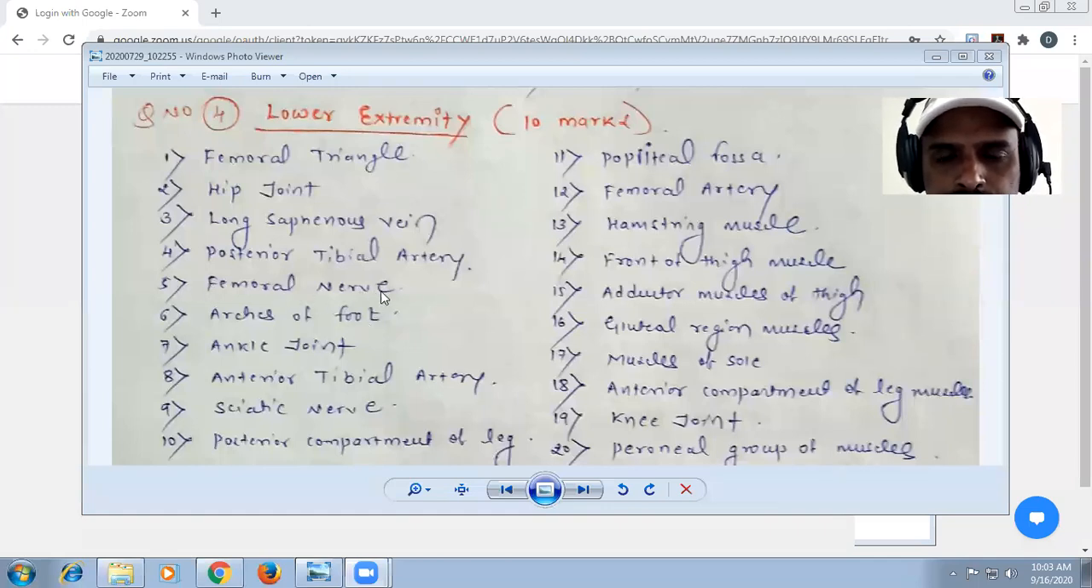Next comes the femoral nerve. In the femoral nerve, you have to know very important points. This femoral nerve is commonly asked, and repeatedly asked, either femoral nerve, obturator nerve, or sciatic nerve.